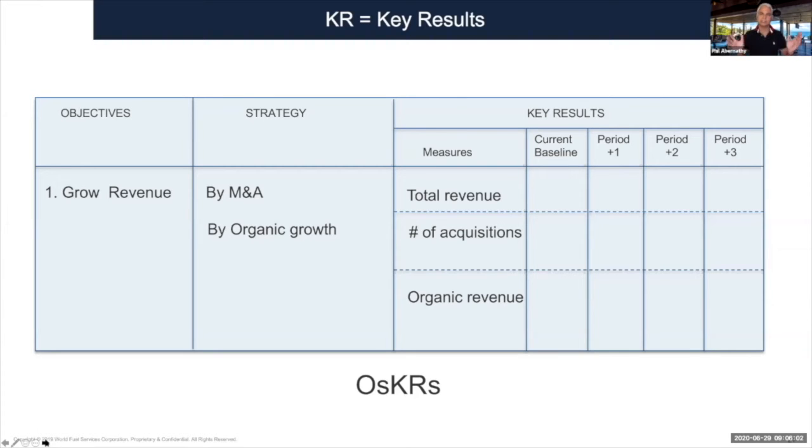So this is the template we've been using within WFS for OKRs. It helps cover the goal, the objective, per objective, just a few bullet points on what the strategy is. This is not a big strategy document or anything, just the key points of your strategy and then your measures based on the strategy and then fill it in. So that's how strategy informs the KRs.